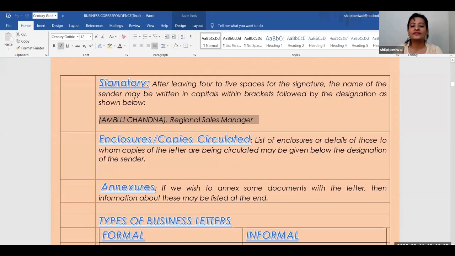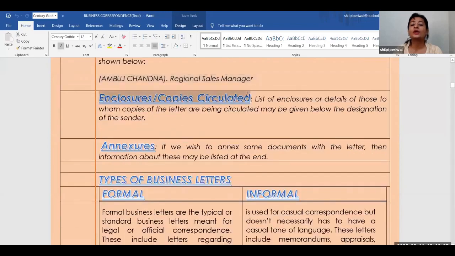You should also give the list of enclosures. Enclosures means what? What all copies are you attaching with it? Like when you become a CS and apply for a membership number, you will have to enclose everything: your articleship, your mark sheets of CSEET, intermediate, final, everything. So you would have to write in the letter that all the documents have been enclosed.